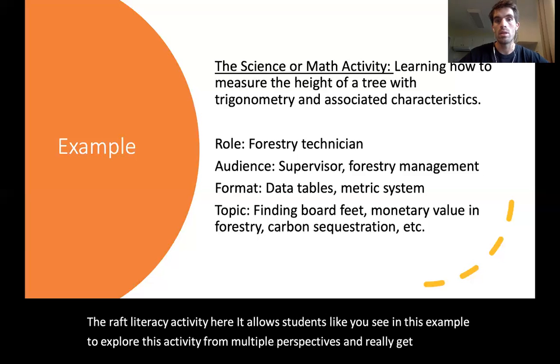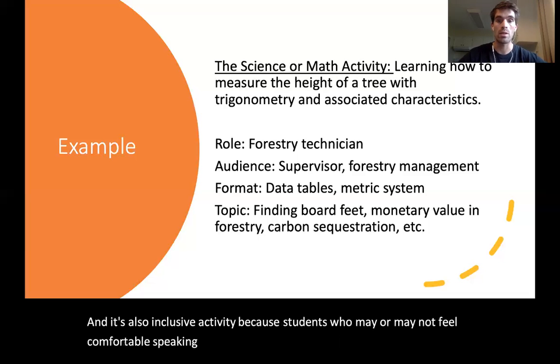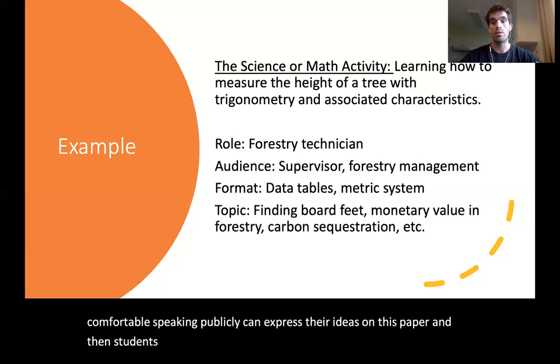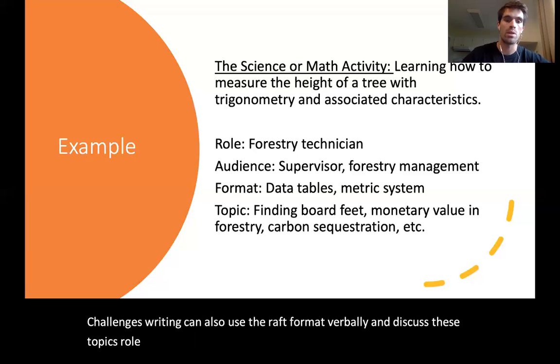And it's also an inclusive activity because students who may or may not feel comfortable speaking publicly can express their ideas on the piece of paper. And then students who maybe have challenges writing can also use the RAFT format verbally and discuss these topics, role, audience, format, topic with their teacher.